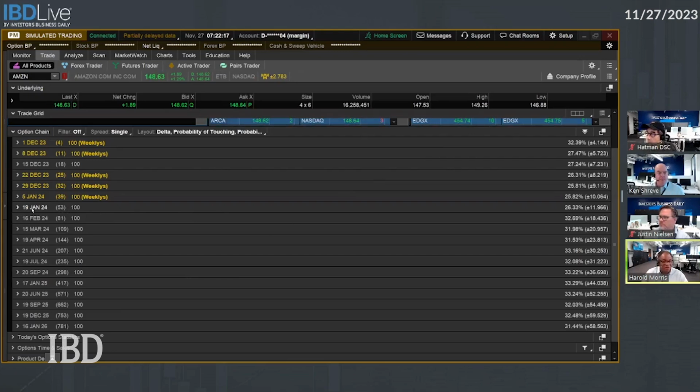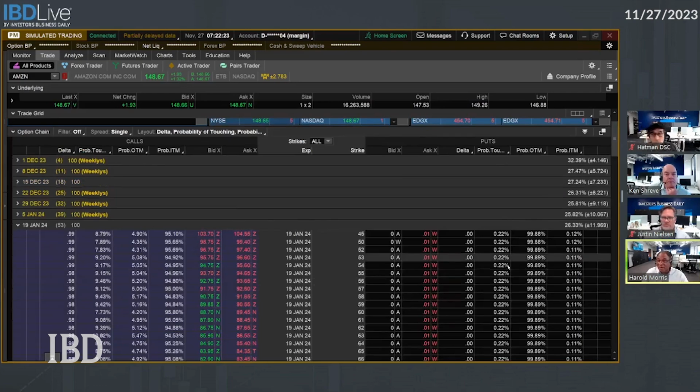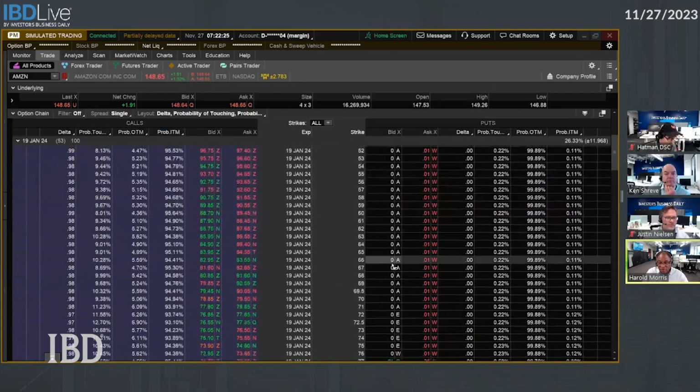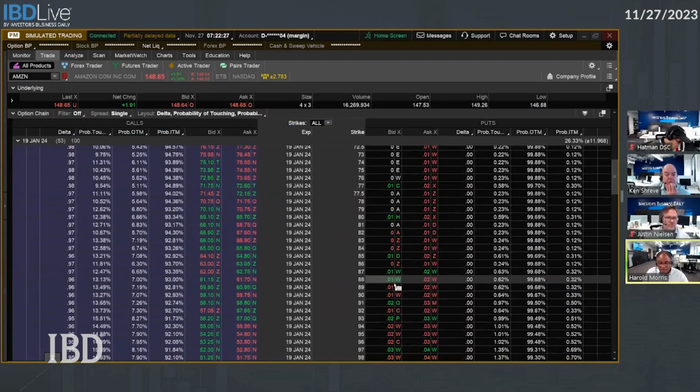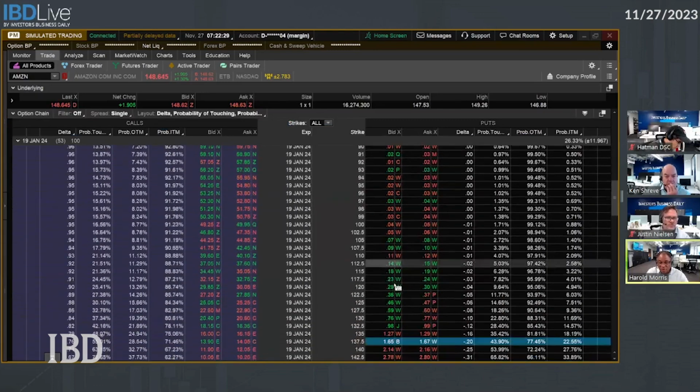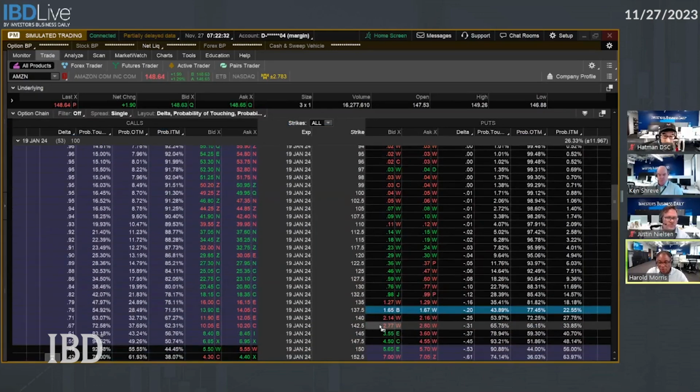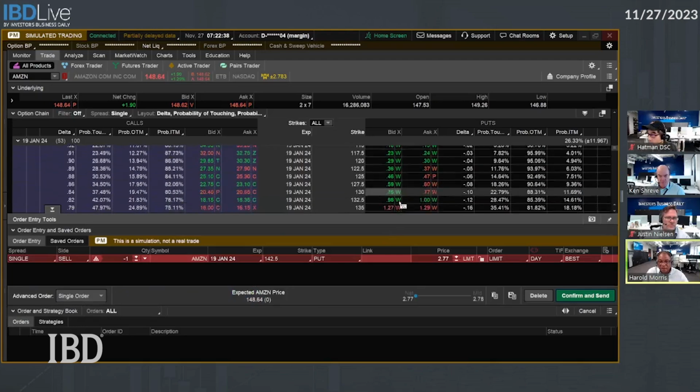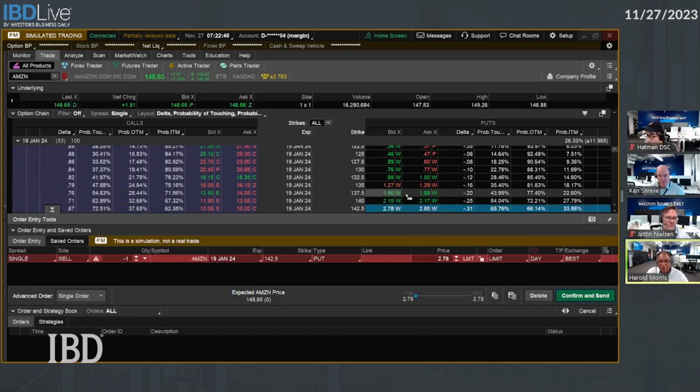So that's going to take us to the January 19th, 2024 expiration. Let me click on that, and then I'm going to scroll down here and start by selling the 142.5 put. So it's a bull put spread. Click on that to sell that. And then for protection, I'm going to be buying the 137.5.